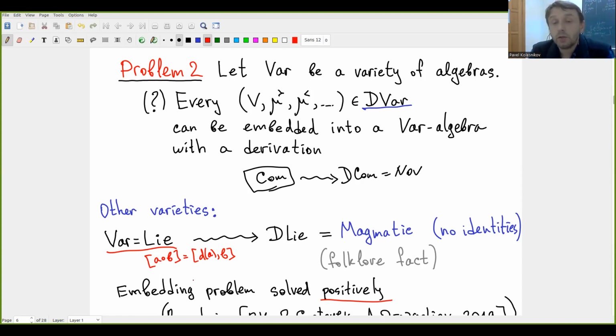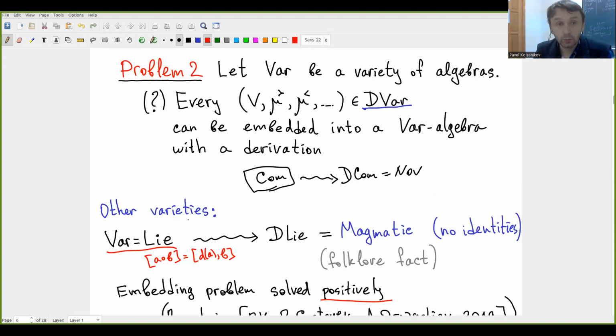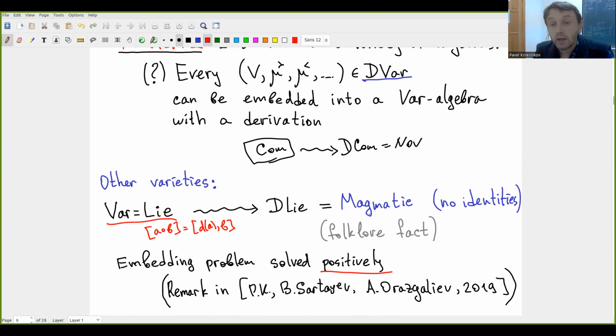It has been known in folklore that there are no identities that hold for such an operation for all Lie algebras and for all derivations. So this new operation does not satisfy any identities. But what about the embedding problem for this one? It can be solved positively. So in fact, every magmatic algebra can be embedded into an appropriate Lie algebra with a derivation.